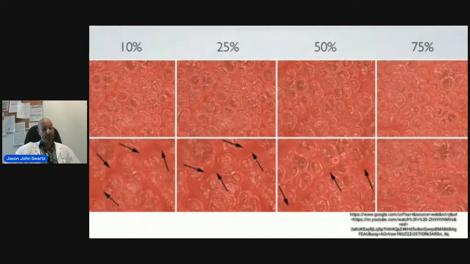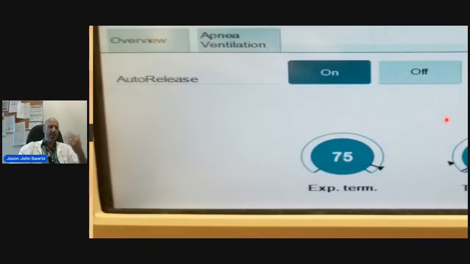At 25, and 50, even just allowing it to empty halfway, you're already losing alveoli. They're snapping open and closed between inspiration and expiration. But with 75%, you're still allowed, it's like the money spot, the gold spot, where it seems to do a great job at evacuating CO2 and keeping your alveoli the same diameter between inspiration and expiration. So that's the auto release that we activate here.